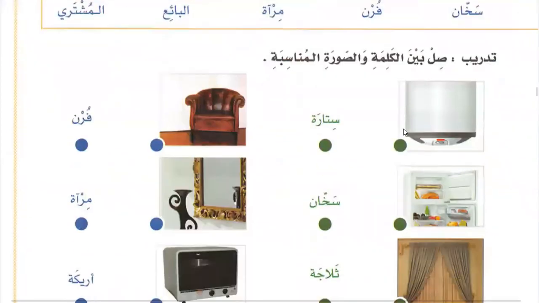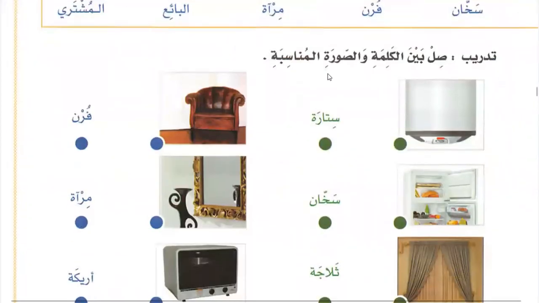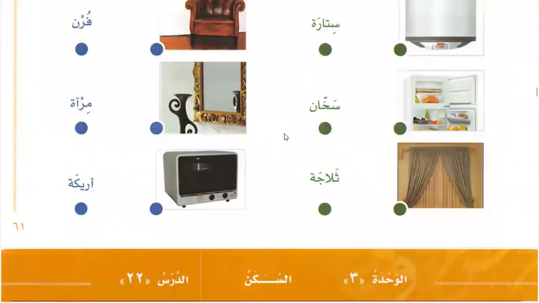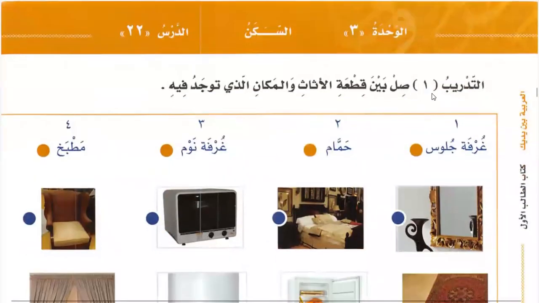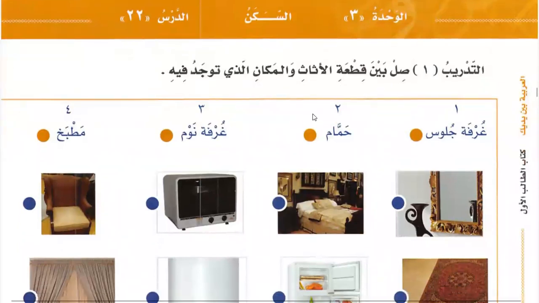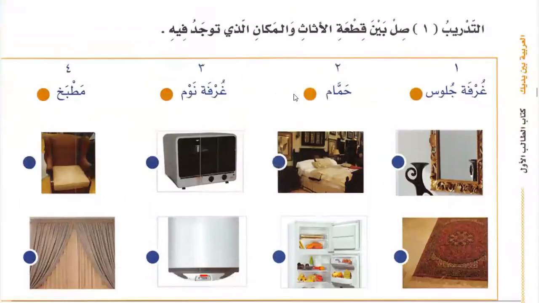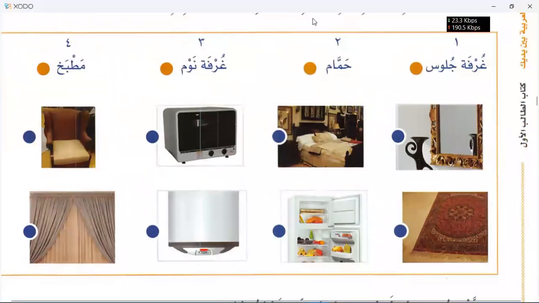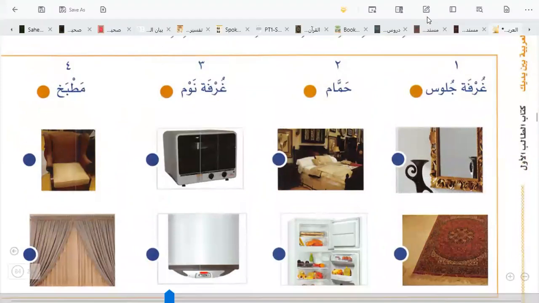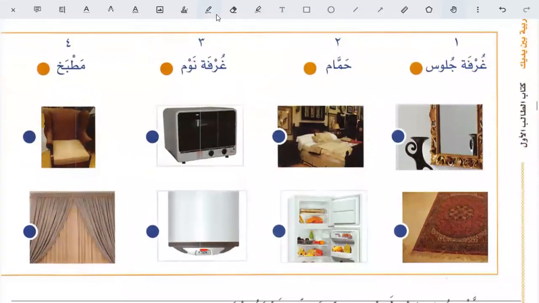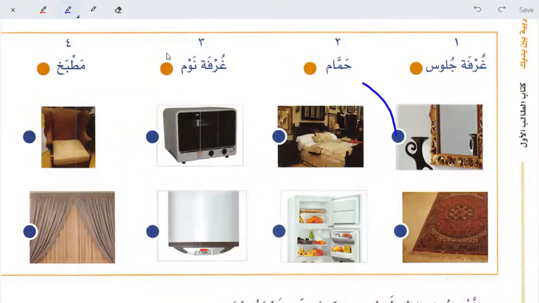Tadrib sil bayn al-kalimati wa suratil munasiba: join the word and the appropriate picture. So you will join them here. First exercise: join the piece of the furniture and the place where it is found. For example, anyone can answer: where do you find this mirror? You find it in hammam, so you will join it with hammam.